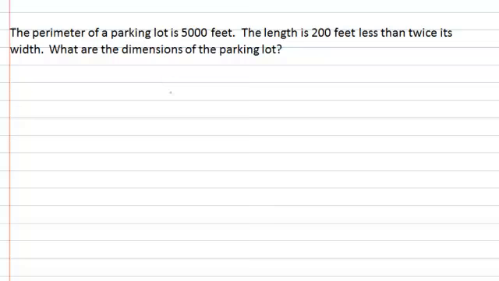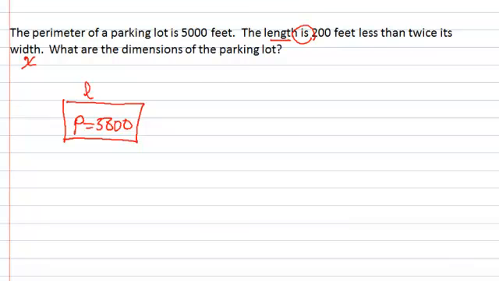Okay, so let's go ahead and do this. This says the perimeter of a parking lot is 5,000 feet. So a parking lot, and we are going to assume that it's a nice rectangular parking lot. And it says the perimeter is 5,000 feet. It says the length is, so remember that means that our width is our x.